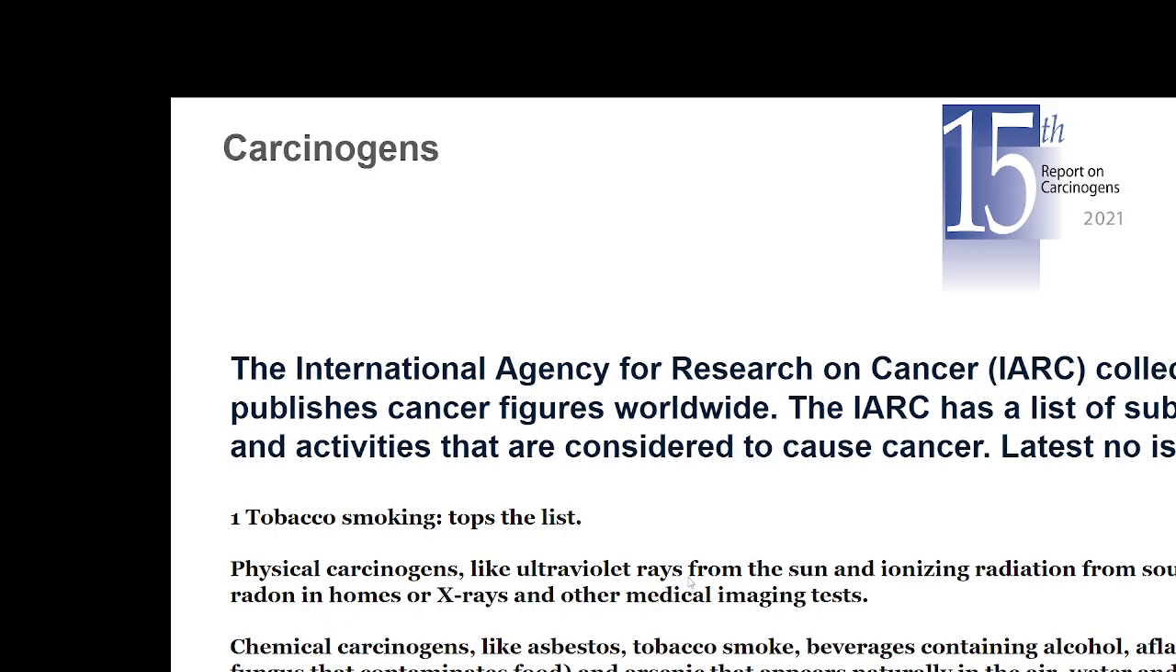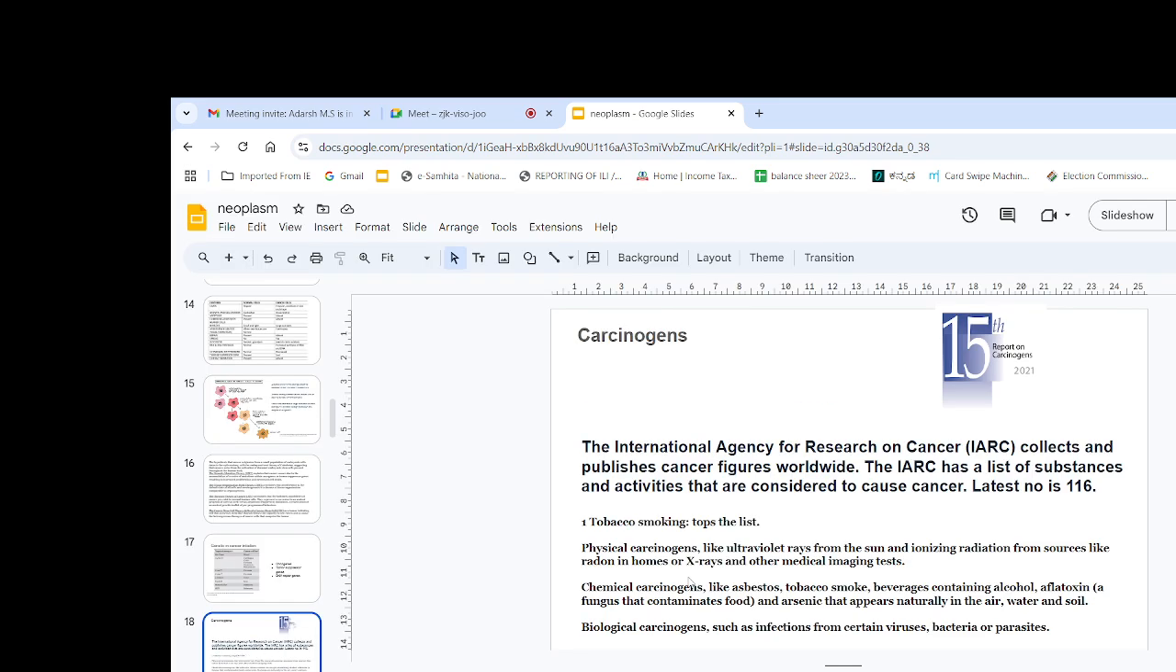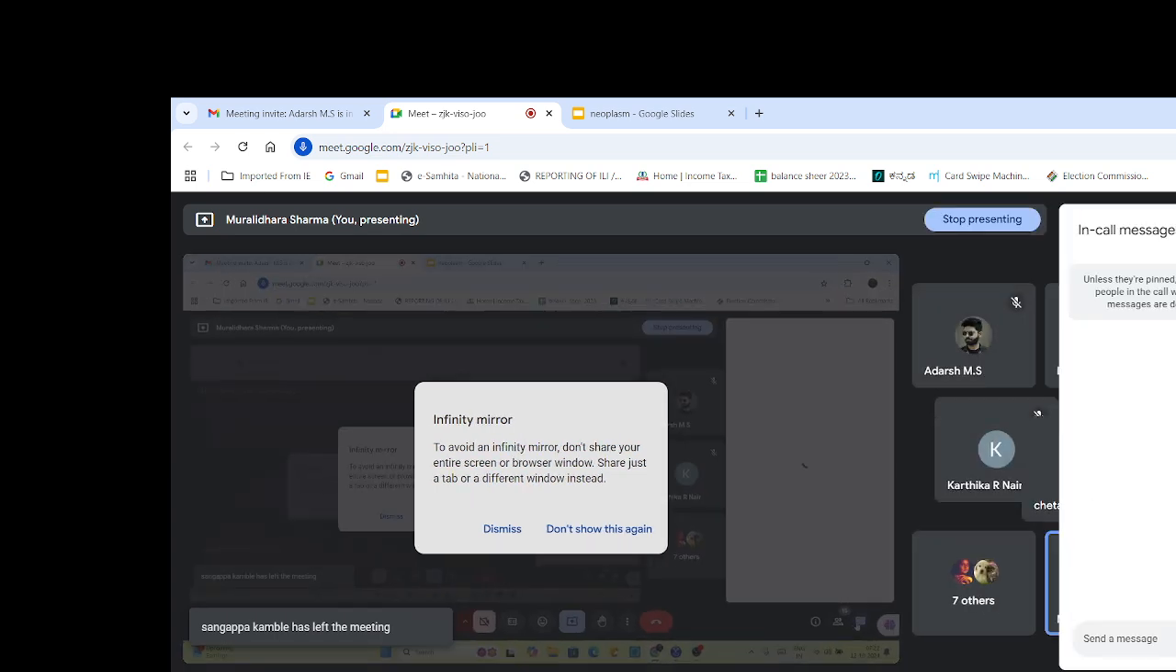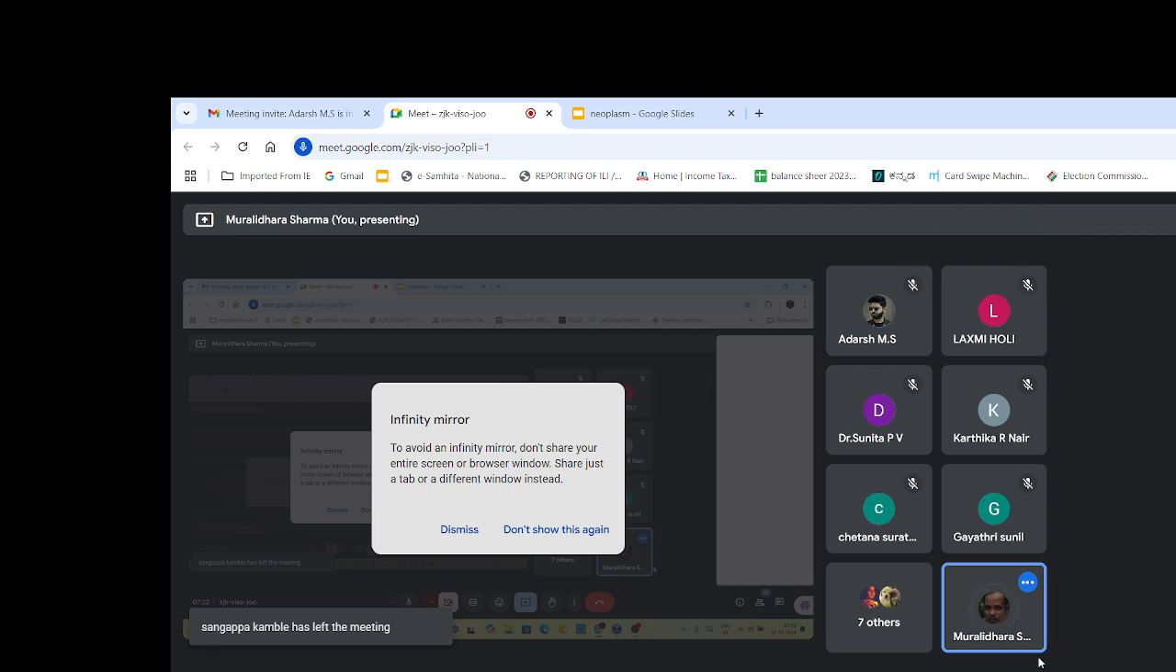Then comes the other issue, carcinogens, the factors which induce the cancer disease. We will continue to discuss that in the next session, and we will wind up today. If there are any questions, okay, so we will wind up today.